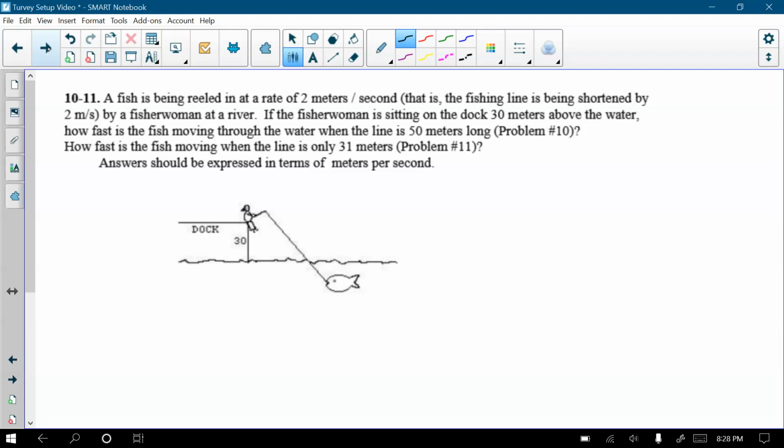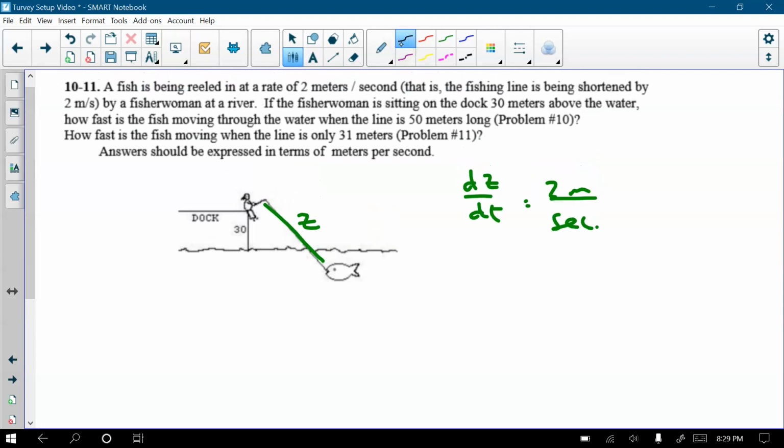A fish is being reeled in at a rate of 2 meters per second. Oh, boy. Now, if you've never gone fishing, the reeling part is this part. So this part is 2 meters per second. We'll call that Z. dz/dt equals 2 meters per second, by a fisherman at a river. Cool. If the fisherman is sitting on the dock 30 meters away, how fast is the fish moving through the water when the line is 50 meters long?